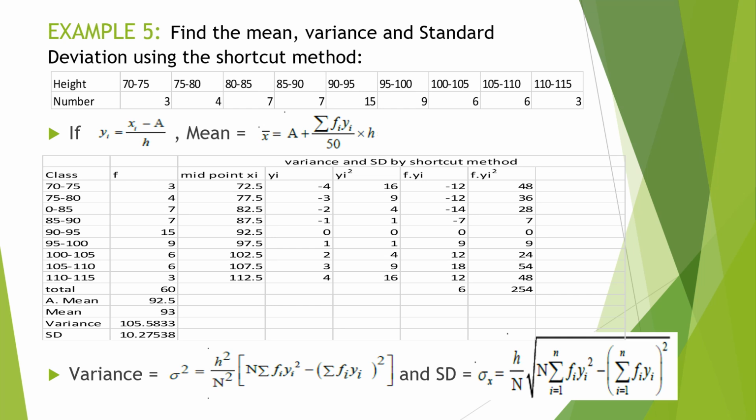Next, take the square root of variance, that is the standard deviation. Square root of 105.58 is 10.275. Remember, if you are allowed calculators, you can directly find it. Otherwise, you have to use the square root method to find the square root. So we have found in this case the mean as 93, variance as 105.58 and standard deviation as 10.275.